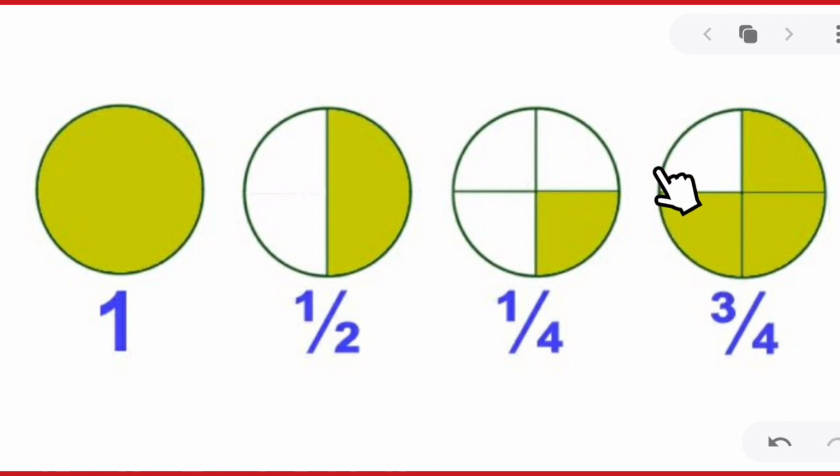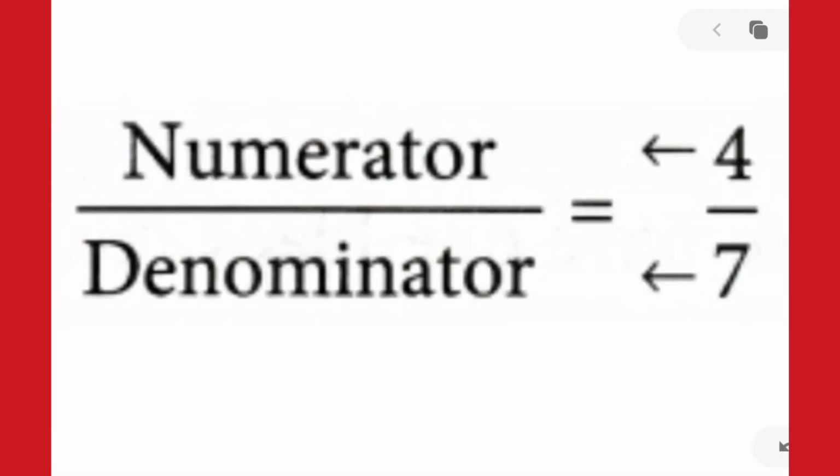Next one, full circle divided into 4 columns, 1, 2, 3. 3 parts are shaded. So we write 3 by total parts is 4. So 3 by 4 we write. Children, see the number 4 by 7. So 4 by 7 we write, this 4 is called the numerator value and 7 is the denominator value.